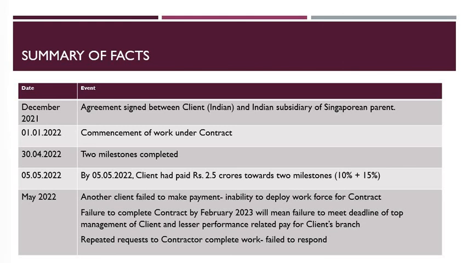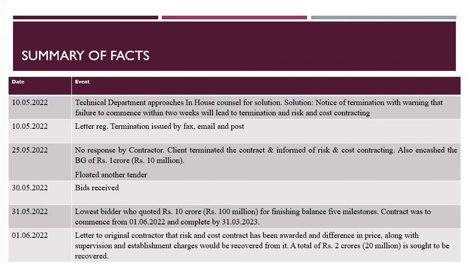There was no response to the letter and therefore the client terminated the contract on 25/5/22 and informed of risk and cost contracting. The client also encashed the bank guarantee of ₹1 crore, that is 10 million, and floated another tender. On 30/5/22, bids were received under the tender, and on 31/5/22, the lowest bidder, who quoted 10 crores, that is 100 million, for finishing the balance 5 milestones, was awarded the contract. The contract was to commence on 1/6/22 and be completed by 31/3/23. On 1/6/22, a letter was issued to the original contractor that the risk and cost contract had been awarded and the difference in price along with supervision and establishment charges would be recovered from the original contractor. A total of ₹2 crores is sought to be recovered.